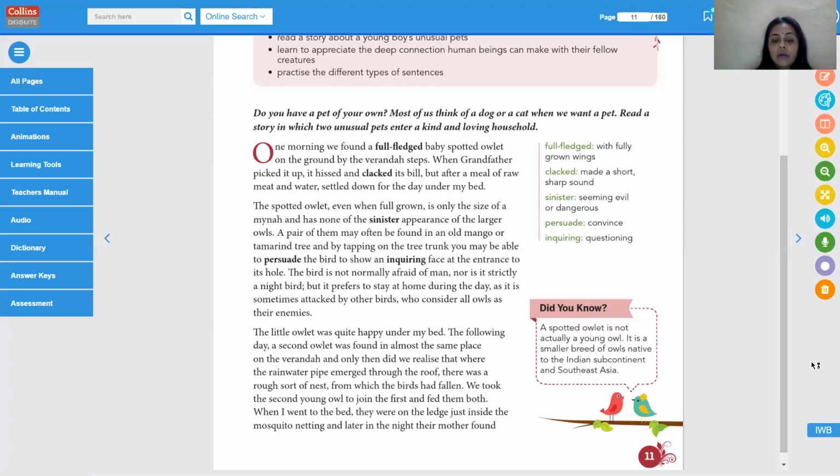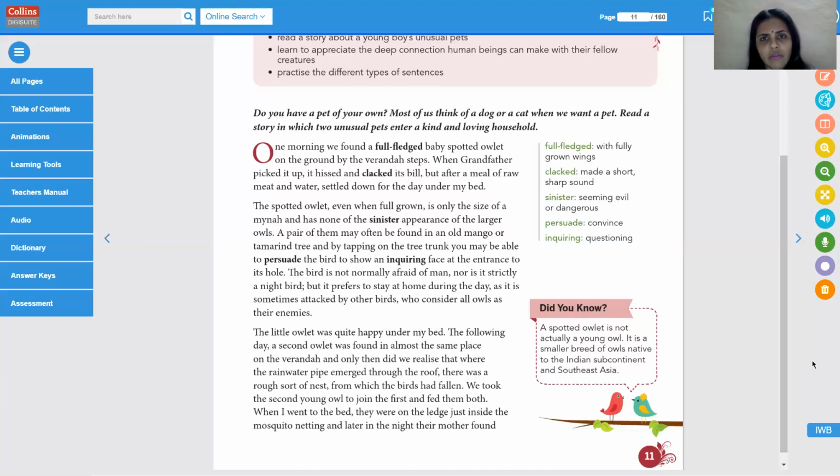The little owlet was quite happy under my bed. The following day, the second owlet was found in almost the same place on the veranda, and only then did we realize that where the rainwater pipe emerged through the roof, there was a rough sort of nest from which the bird had fallen.